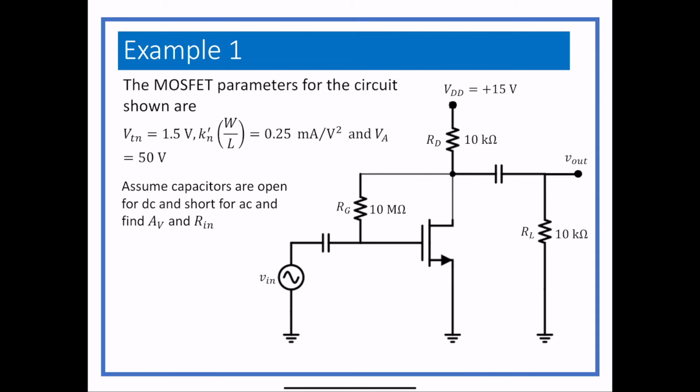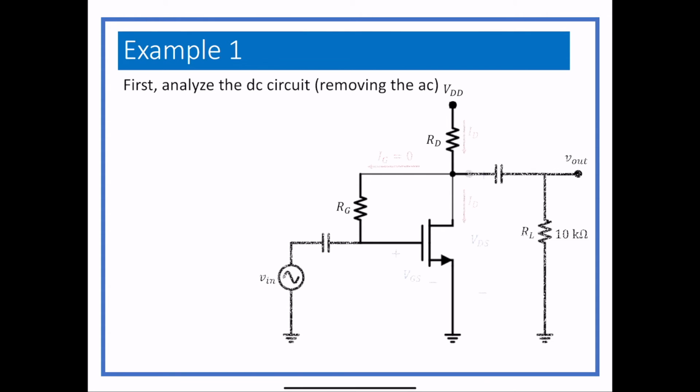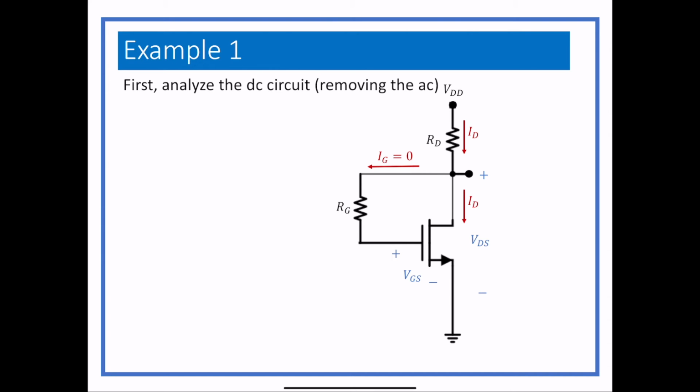So the first thing that has to be done is we have to analyze the DC circuit, which basically means getting rid of the AC part. So when we do that, we basically just take away anything that's AC, and we're just going to look at the DC part of the circuit. Also, we remember that there is no current going into the gate, no DC, no AC. So there is no current flowing into the gate in this circuit, which means that the current through RD is the same as the current going down through the MOSFET, and it doesn't change.